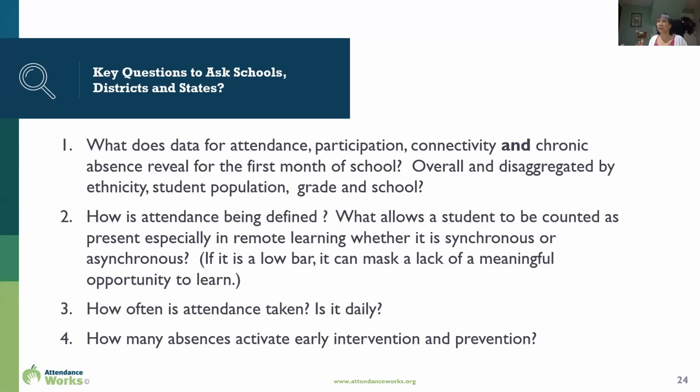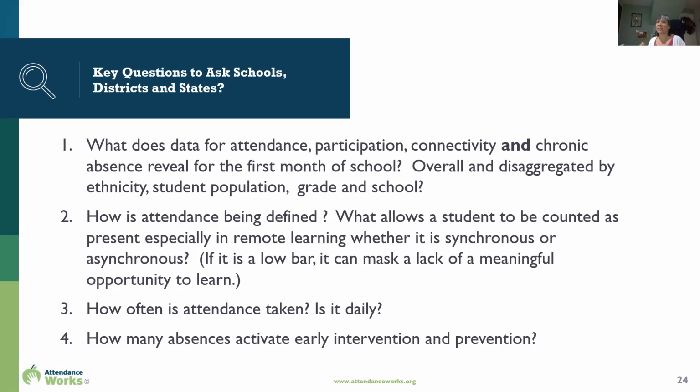As you think about your role as advocates, one of the things you can do is ask about the data from this first month of school. We've never tried to reinvent schooling in the way we're reinventing it now. We don't know whether it works. We have to look at our attendance, our participation, our connectivity, and our chronic absence data. And you want to get that data overall and disaggregate it by ethnicity, student population, grade, and school.